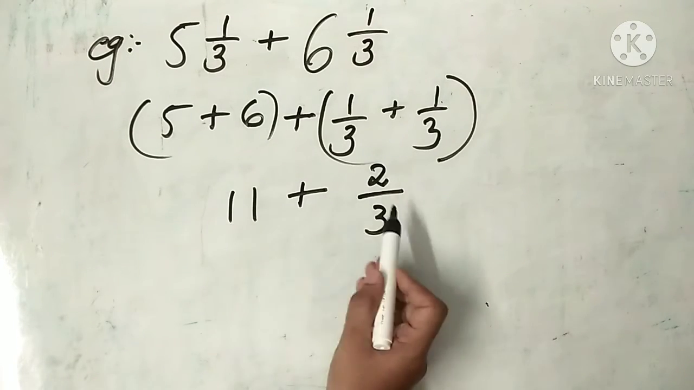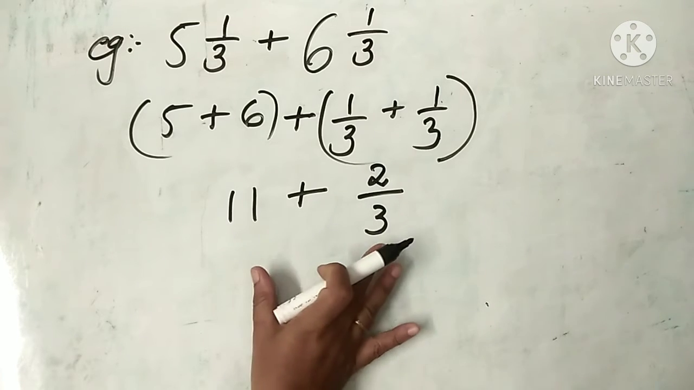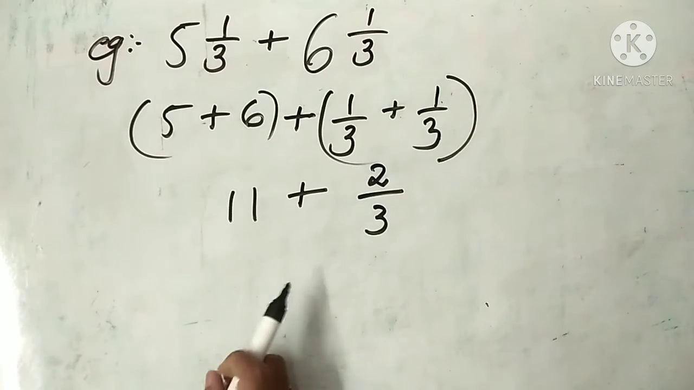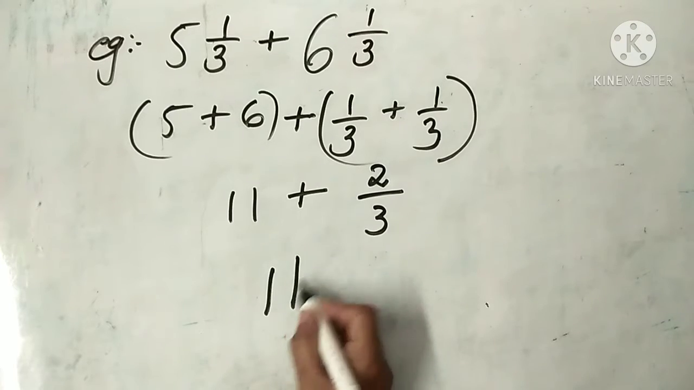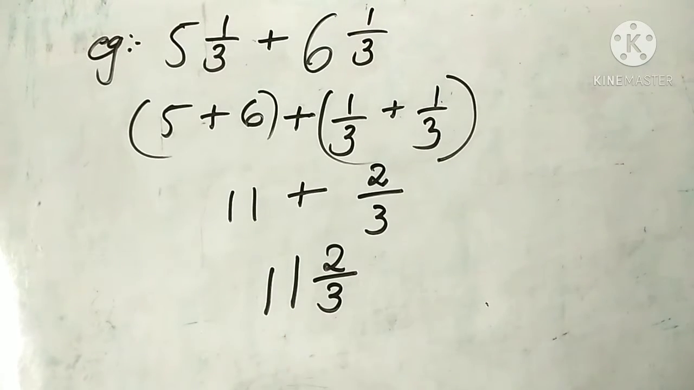One is whole number and the other is a fraction. When it comes like this, you can just combine both. So the answer is 11, 2 by 3.